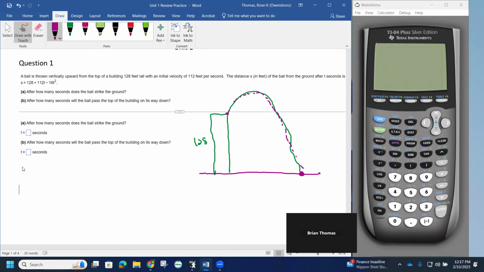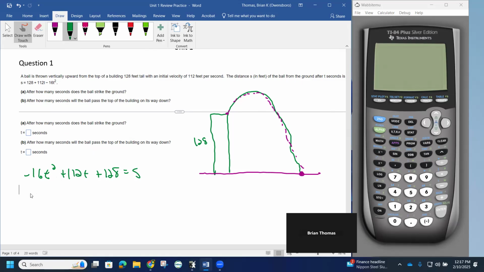Now, for me, what I want to do is rewrite this equation the other direction. So I'm going to rewrite this as negative 16t squared plus 112t plus 128 is equal to s. Now they're asking for how many seconds does the ball strike the ground. So to do that, we're looking for t. But to solve for t, we need to know what s is. Well, if the ball is on the ground, that means how far above the ground we are is, well, we're not above the ground, we're on the ground. So that means the height is actually simply 0.